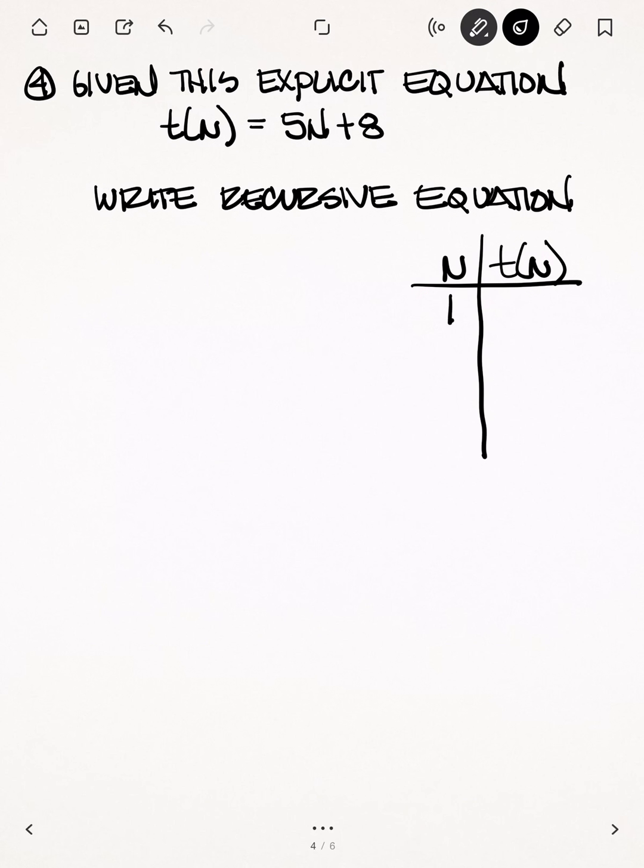Our first term, if I plug 1 into this equation, I have 1 times 5, which is 5, and 5 plus 8, which is 13. And then my second term would be 2 times 5, which is 10, and 10 plus 8, which is 18. And then the third term would be 15 plus 8, which would be 23. So you can look and say, hey, I'm adding 5 each time. But I really already knew that because I can see what my slope is right here. Now, the 8 comes in because when I subtract 5 going backwards, 13 minus 5 is 8.